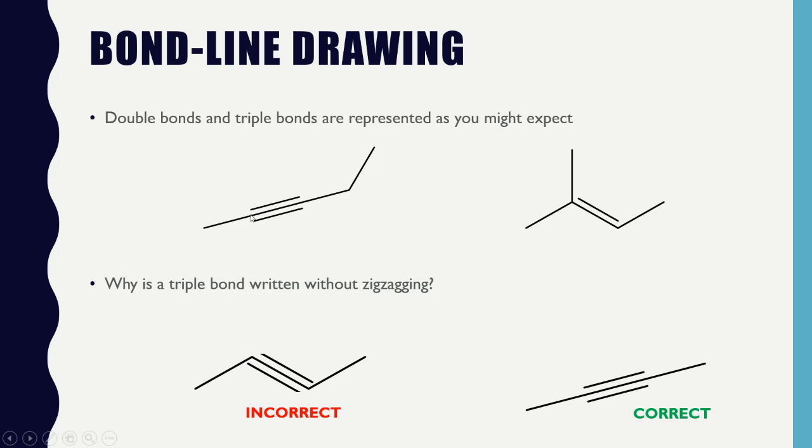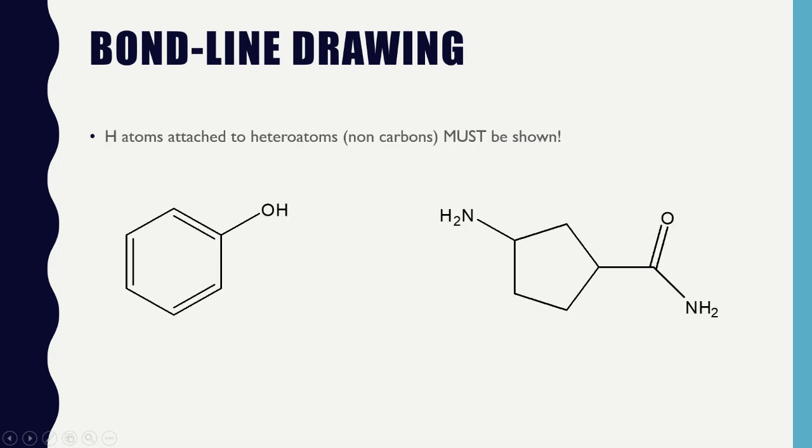Additionally, on the triple bond here, right here at this carbon, how many H's are there? There are 0. Yep. Okay. If you have any H's attached to heteroatoms, non-carbons, they must be shown. They are not implied. We only imply H's if they are on carbon.